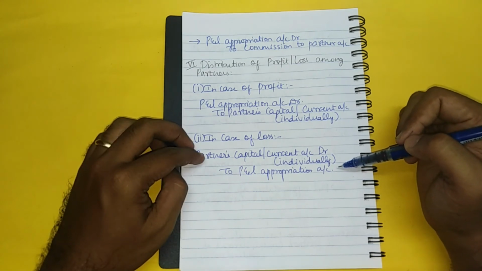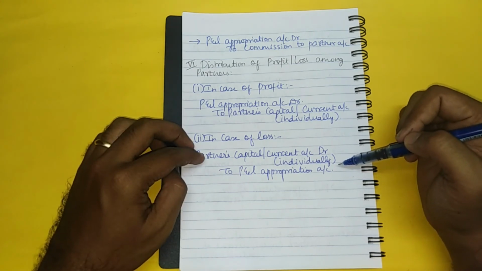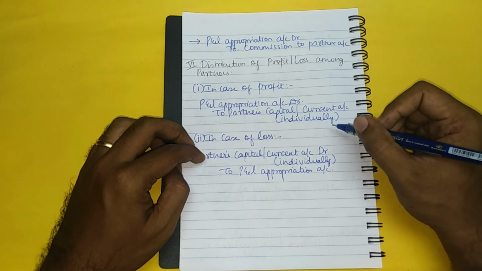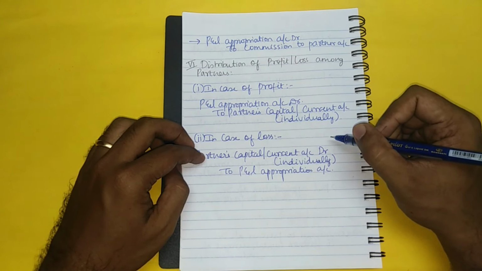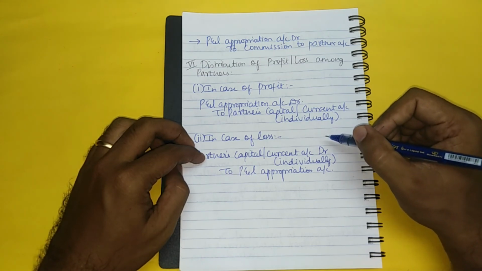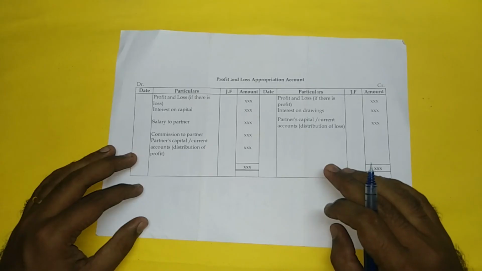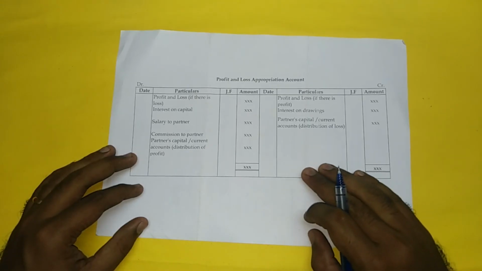Now, we have learnt all the entries with respect to profit and loss appropriation account. An important point which needs to be noted is, in case a firm suffers loss, no interest on capital, salary and commission is to be allowed to the partners. Now, let us look into the format of the profit and loss appropriation account.